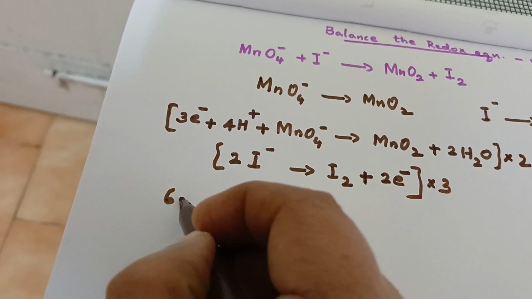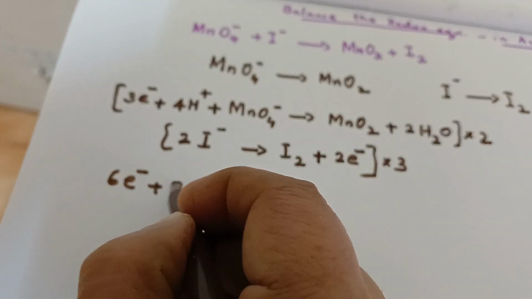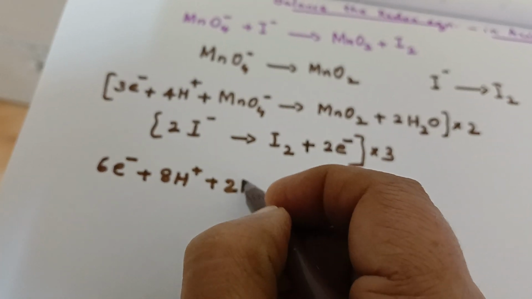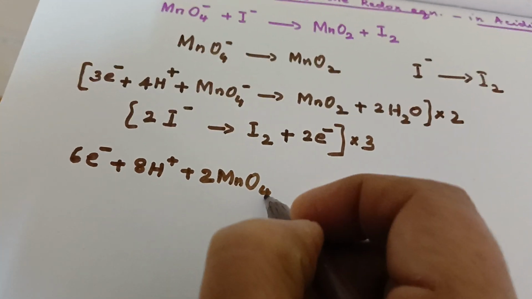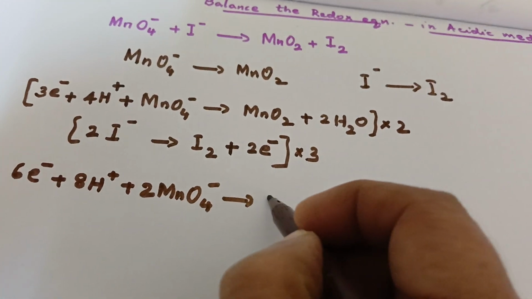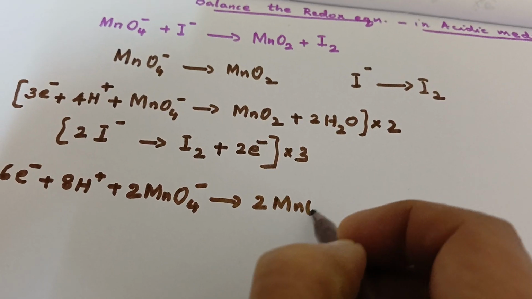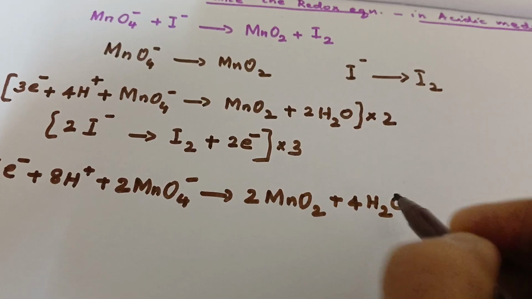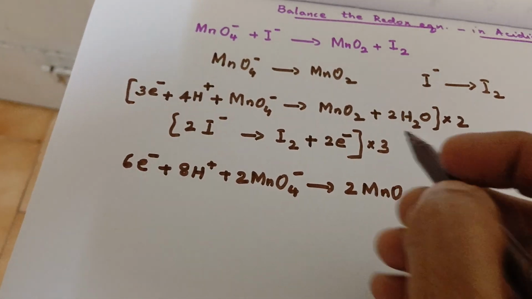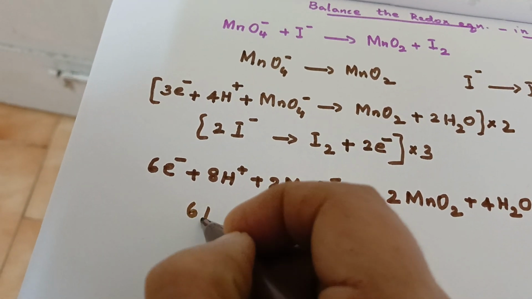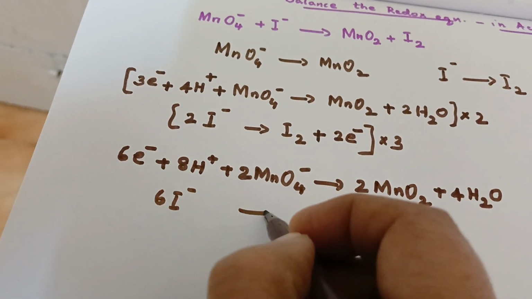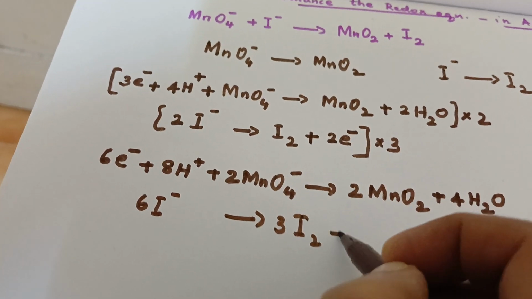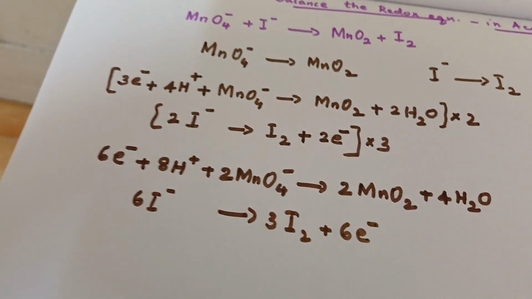So 6e⁻ + 8H⁺ + 2MnO4⁻ giving 2MnO2 + 4H2O. So that is the first equation. Second one, 6I⁻ giving 3I2 + 6e⁻.